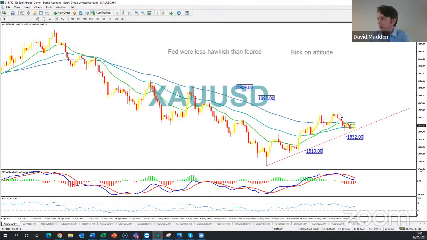If we do manage to rally from here and we clear the most recent peak, which was set during the week and was the highest level in almost 3 weeks, I'll then be looking out for this zone here around 1892, and a break beyond that could see us up toward this peak here around 1909.